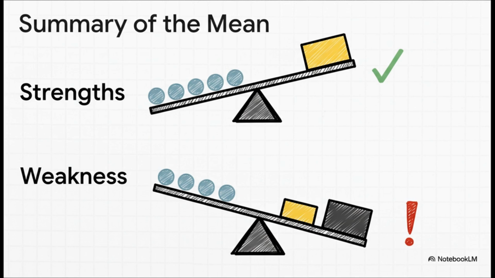And really, that brings us to the most important thing to remember. The arithmetic mean's biggest strengths are that it's simple and it uses every single piece of data you have. But its biggest weakness is the exact same thing. Because it includes every value, it can be totally yanked in one direction by an outlier, giving you an answer that isn't really central at all.